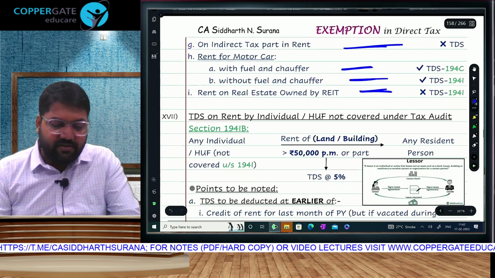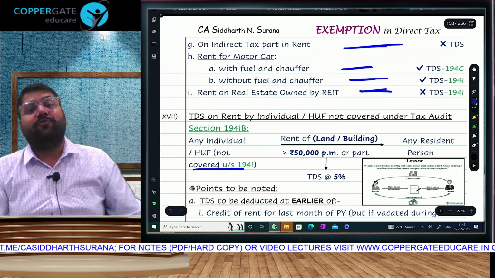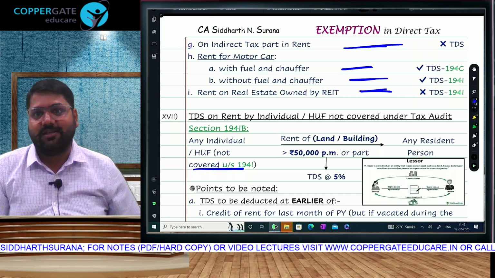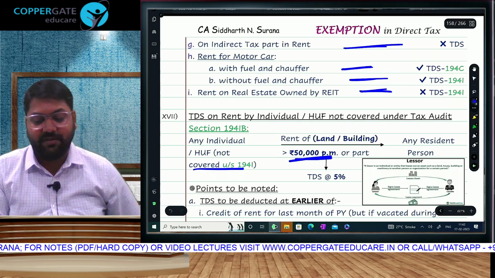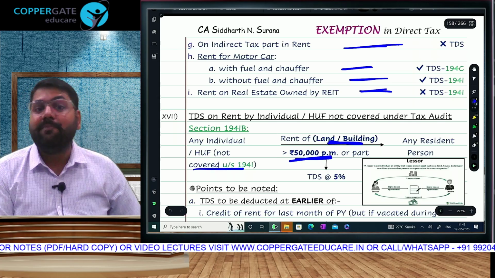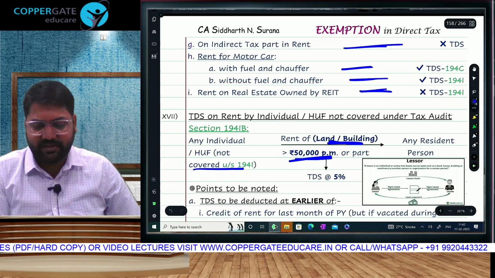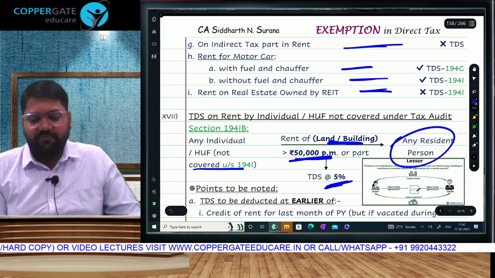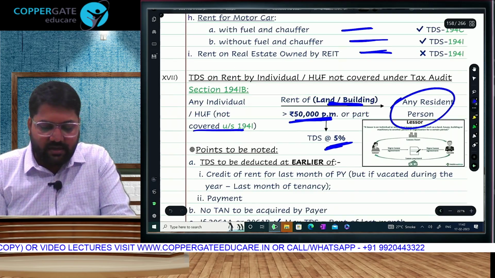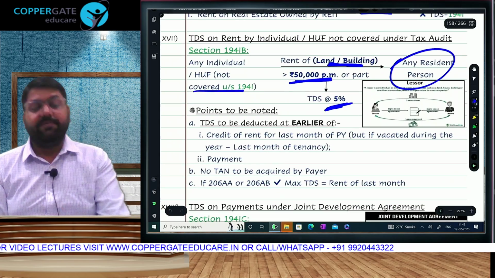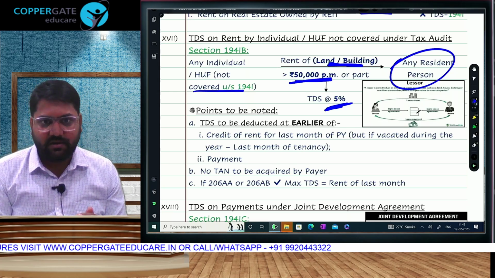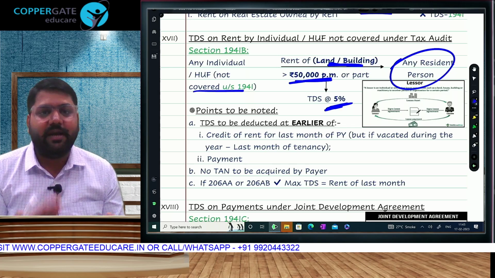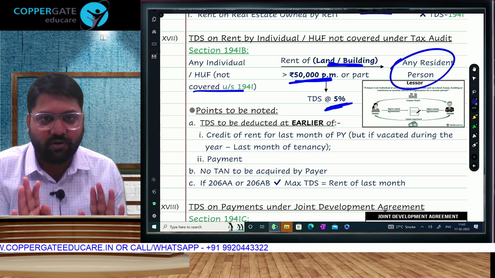And if individual HUF who is not covered in 194 I, that means turnover did not exceed the threshold last year, so they will not deduct there, but they are paying more than 50,000 per month or part, only immovable property. Here only immovable property is covered, so they will also have to deduct 5% TDS of any resident person. This TDS will be on the last transaction of the year. So every month you don't have to deduct. If you are making full year ka payment in advance, so obviously there is only one payment, then you will have to deduct from that payment.